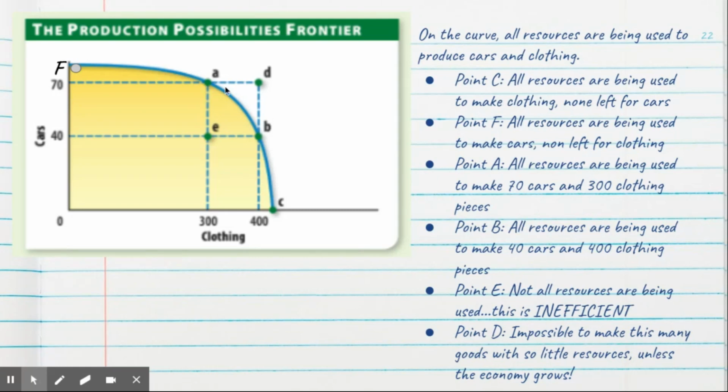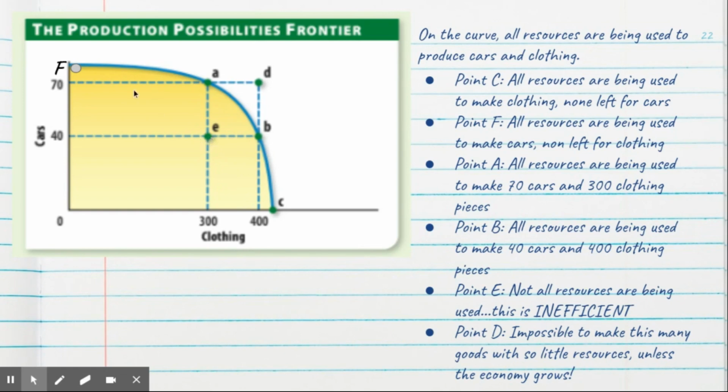Point B, we move along the curve. We're getting closer and closer to more clothing, and we're getting farther and farther away from more cars. So what's the number? Well, we follow those lines. We're making 400 of this clothing piece and 40 cars. So we've lost some cars in order to make more clothing. That's opportunity cost, okay?